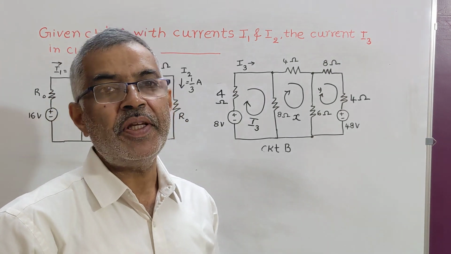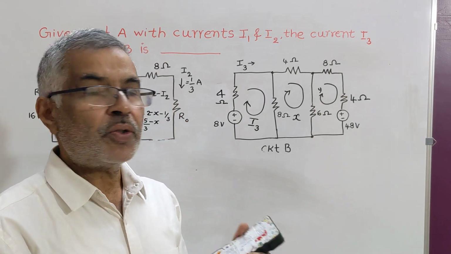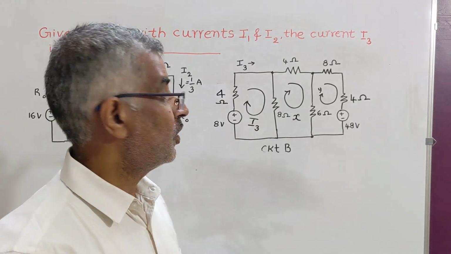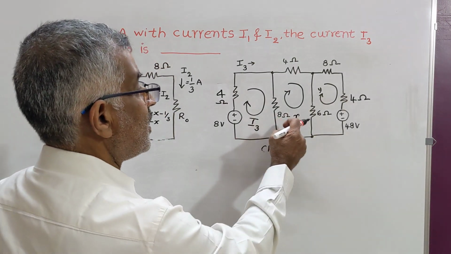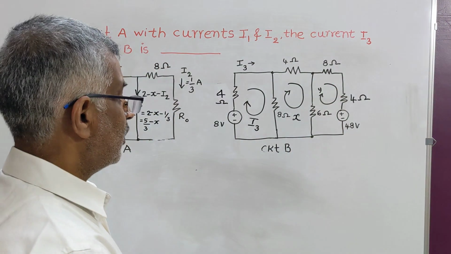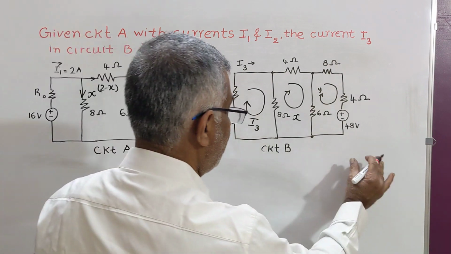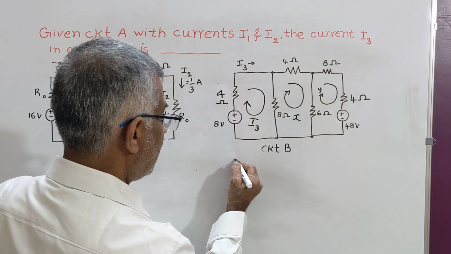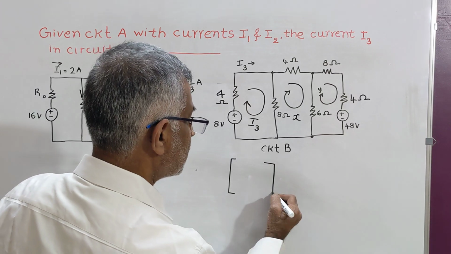So 3 meshes means 3 equations. 3 equations, 3 unknowns: I3, X, Y are the 3 unknowns. Now if you write the KVL equations, it will look like this.